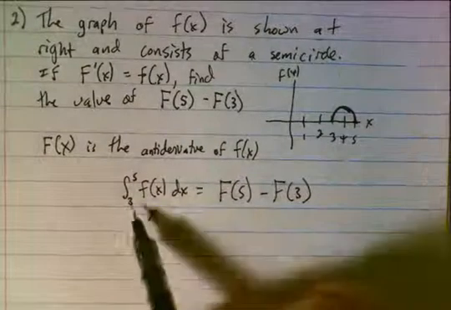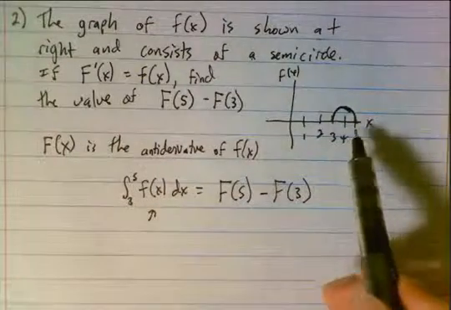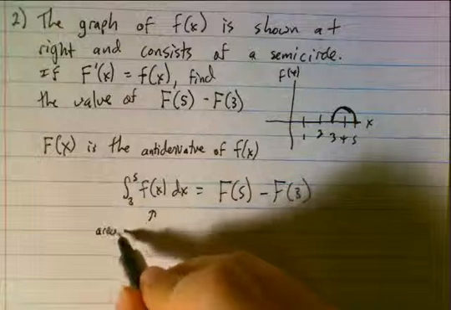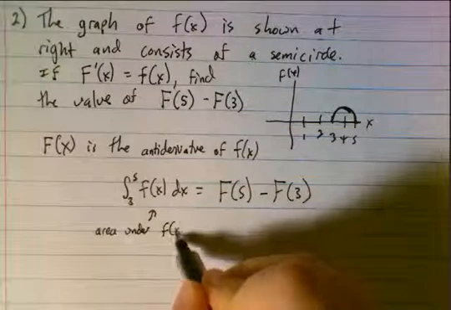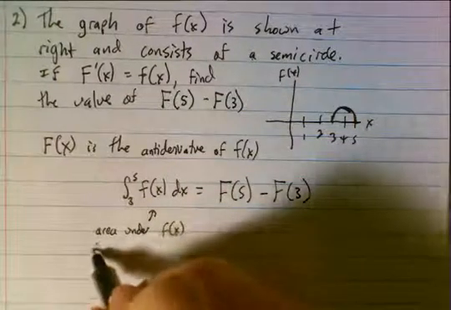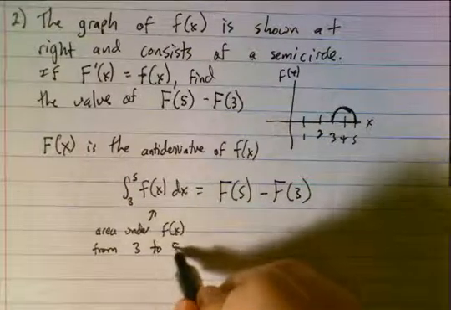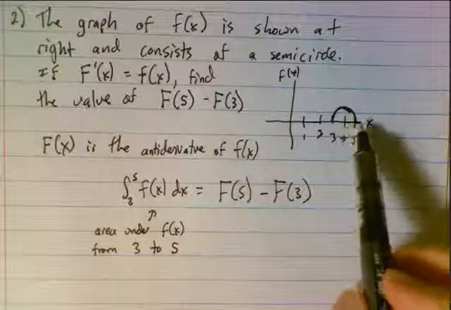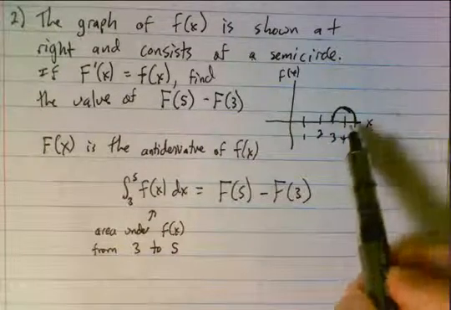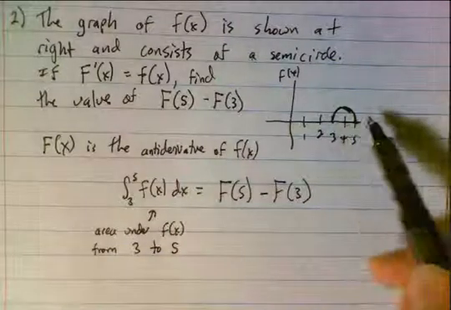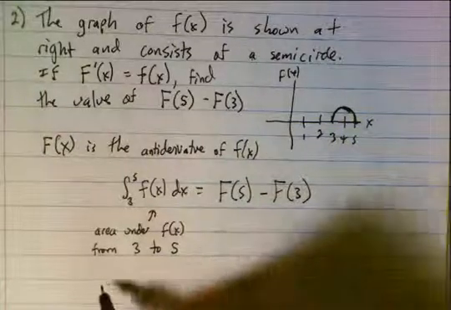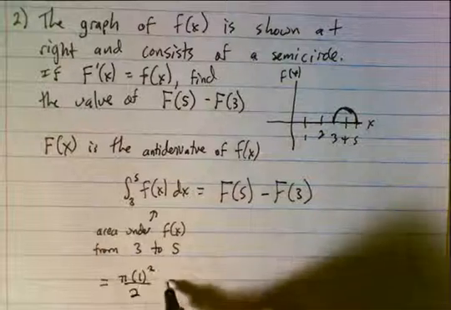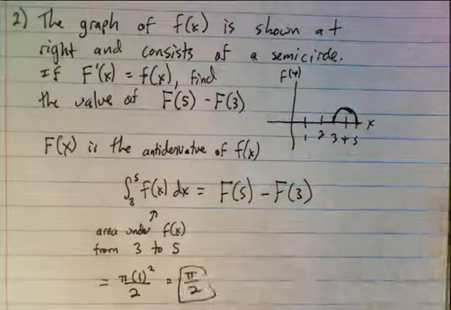The question is, how do I figure out the integral from 3 to 5? Well, one of my interpretations for the definite integral is the area under the curve, specifically under lowercase f of x from 3 to 5. And because I'm told this is a semicircle, I can see it's a semicircle of radius 1. So I can find the area of a semicircle with radius 1, and that's this area under the curve. And there we are.